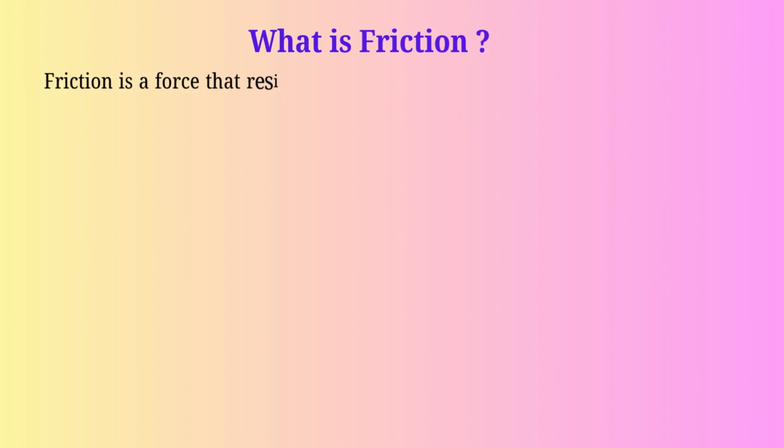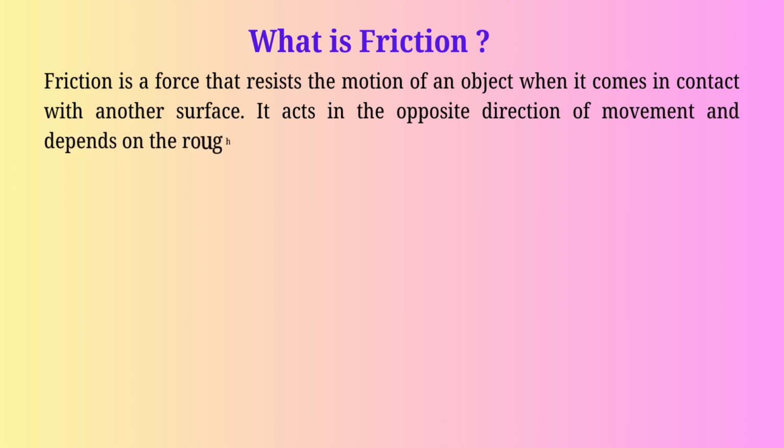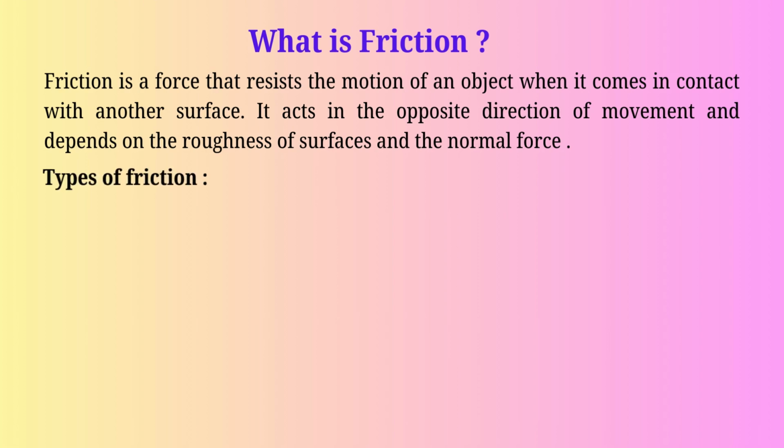Now, let's understand what is friction. Friction is a force that resists the motion of an object when it comes in contact with another surface. It acts in the opposite direction of movement and depends on the roughness of surfaces and the normal force. There are different types of friction. Now, first is static friction.